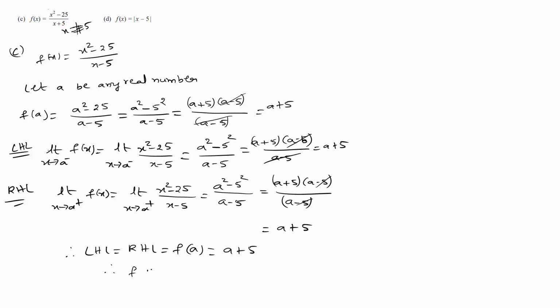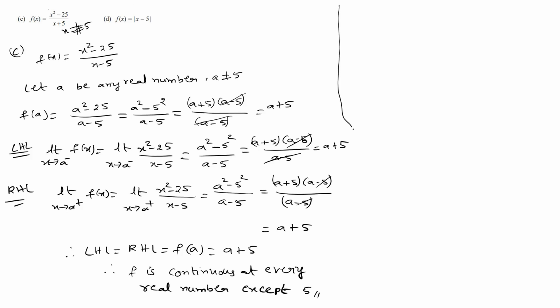Therefore, f is continuous at every real number except where x is not equal to 5. Here also we take a is not equal to 5. So except 5, this function is continuous at every real number.